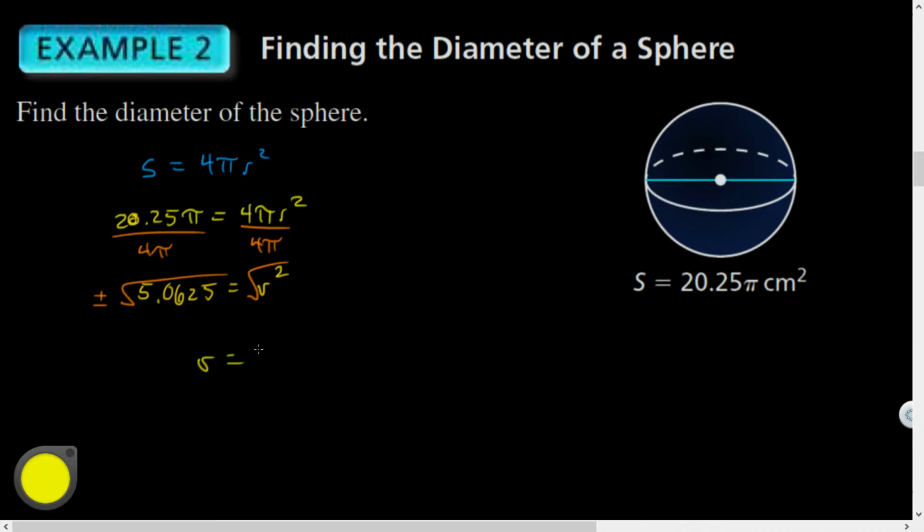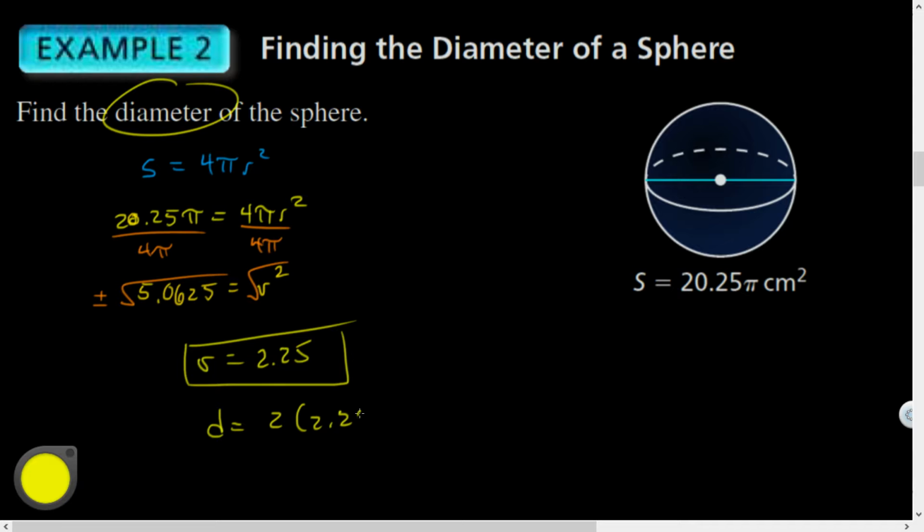R is equal to... Oh dear, I hit the wrong radical. Oh dear, I did it again. Second square root of second answer. 2.25. So that's the radius, but what did they want? Diameter. So double it. So that's going to equal 4.5 centimeters. Right? Not bad. So these really aren't all that crazy.